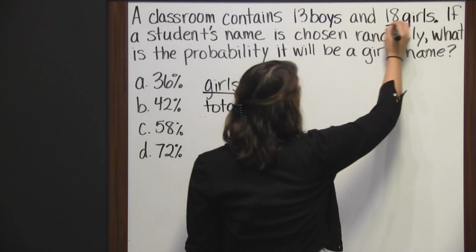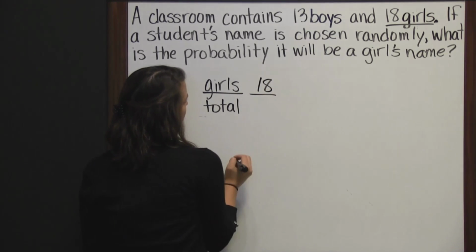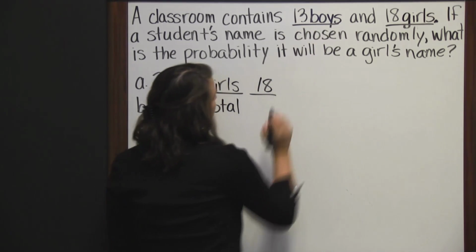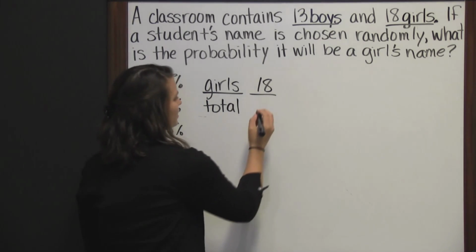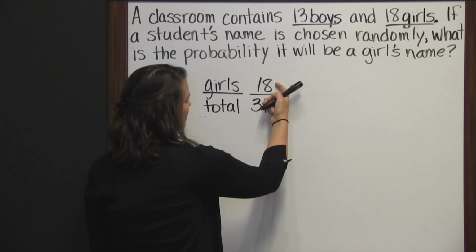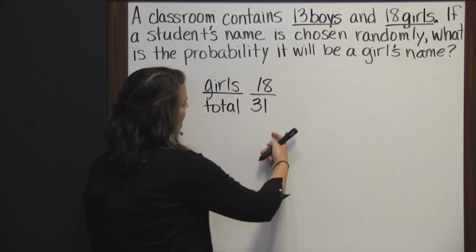So since there are 18 girls, that means we have 18 girl names to choose from. Out of, now we have to add in the 13 boys to get our total. So 18 plus 13 is 31. So 18 names out of a total of 31 names are going to be girls.